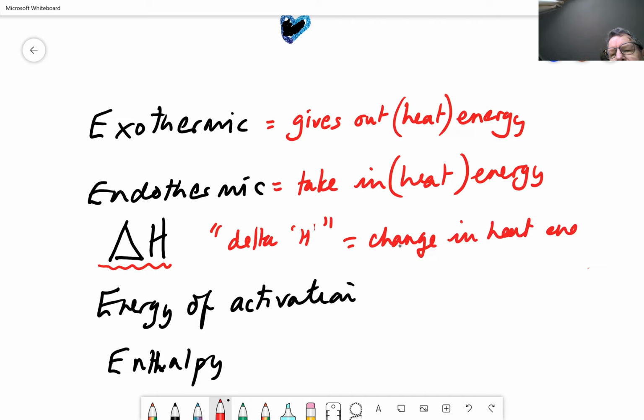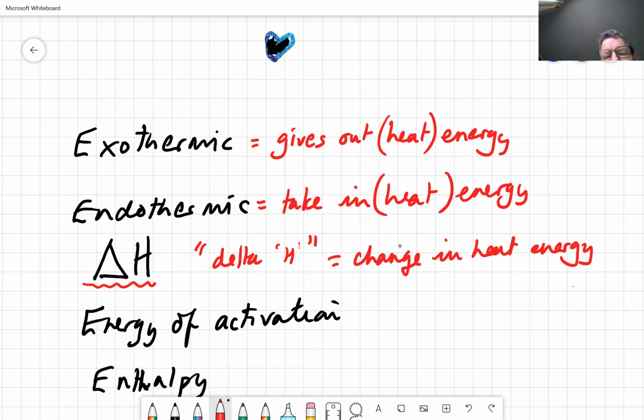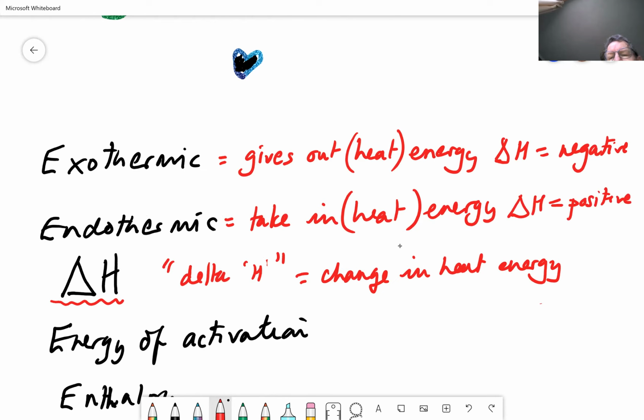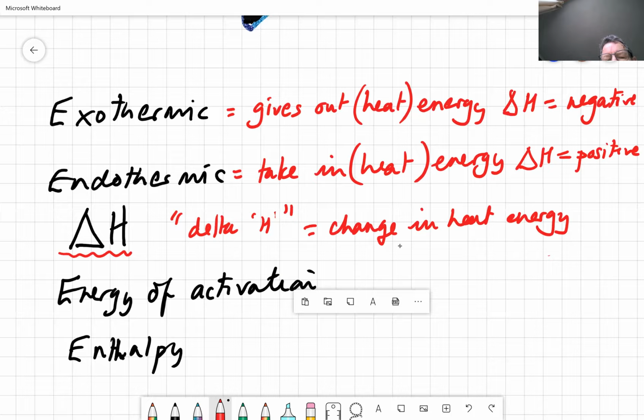And there is something rather important about this, and that is that for exothermic reactions, delta H is negative. For endothermic reactions, delta H is positive. That's a very important starting point in all of this. So I will give you an example of an equation.